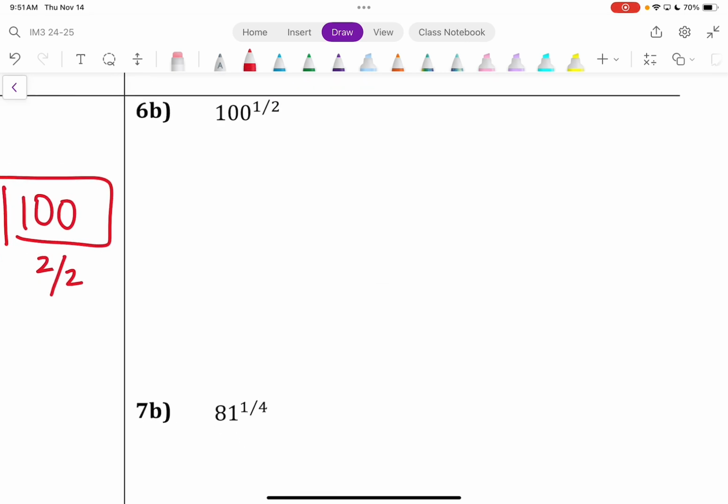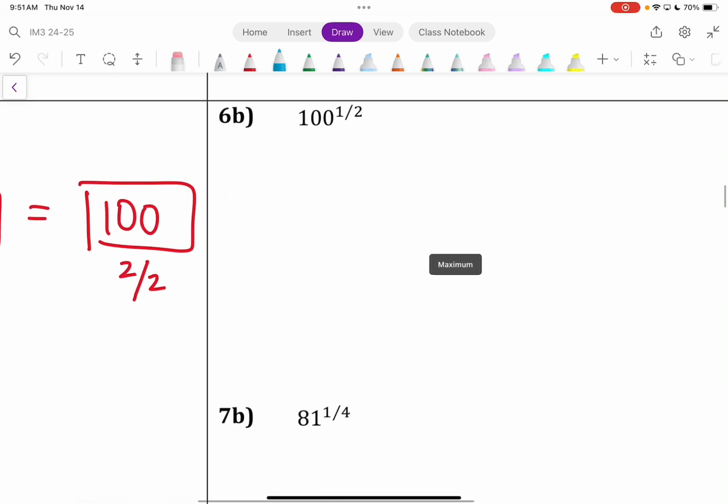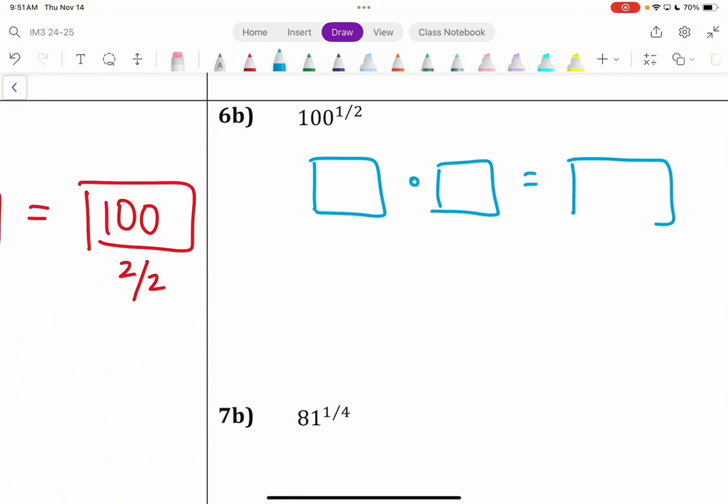Okay, ready for this? 100 raised to the 1/2. I'll tell you right now, 100 raised to the 1/2 is not 50. 100 raised to the 1/2 is telling you the following. The same way you want 2 groups that add to 100, now you want 2 groups that multiply to 100. So think of 2 numbers, or the same number twice. What number times itself gets you 100? 10. And we want one of those. Right? Our solution is 10.